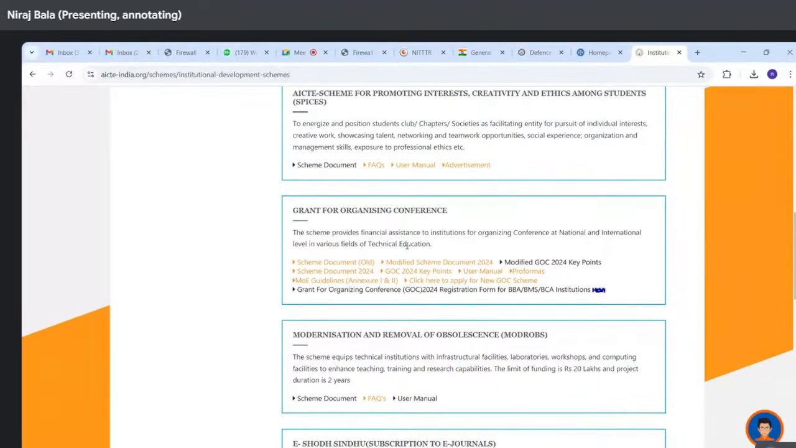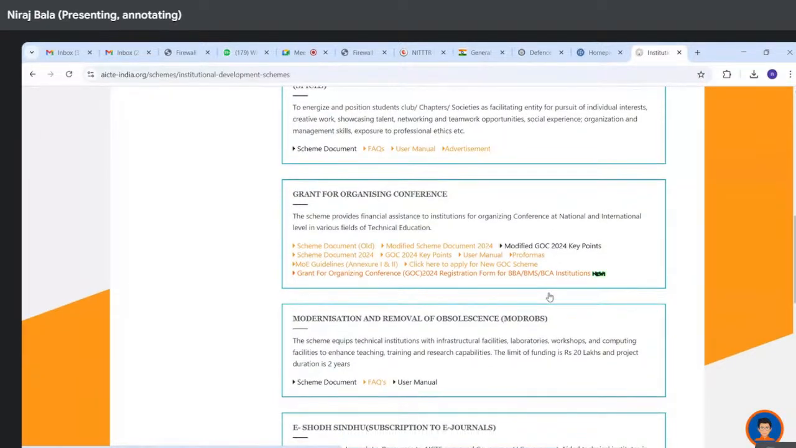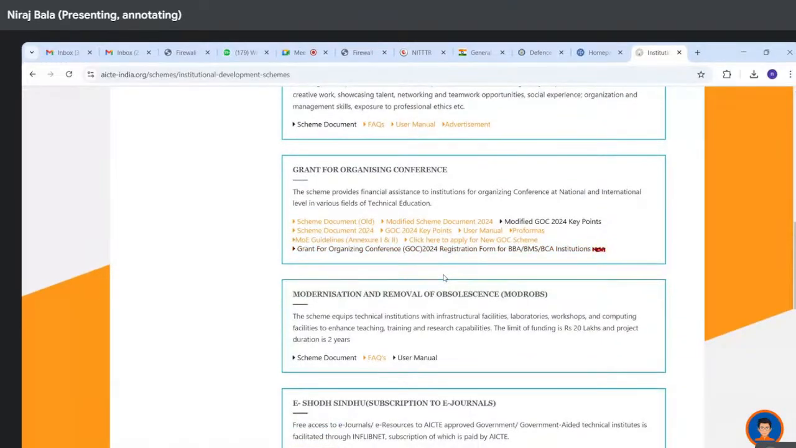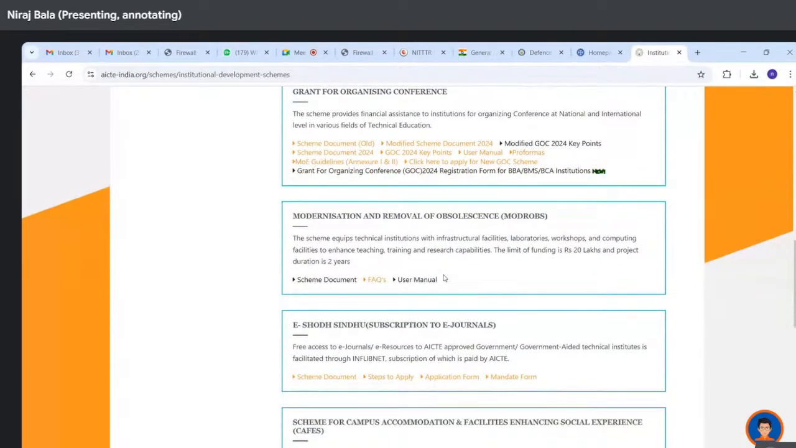Then there is a grant for organizing conferences. Even if you are conducting some conference, you can apply for it. The latest one is a grant for organizing conferences if you are from a BBA, BMS or BCA institution. Mostly MBA or BBA institutions ask us what type of schemes they can apply to. So this is a very simple scheme. You just go to that scheme, open the Google form, and you can apply for a grant for organizing the conference. Participants, this is a very good and very simple scheme.